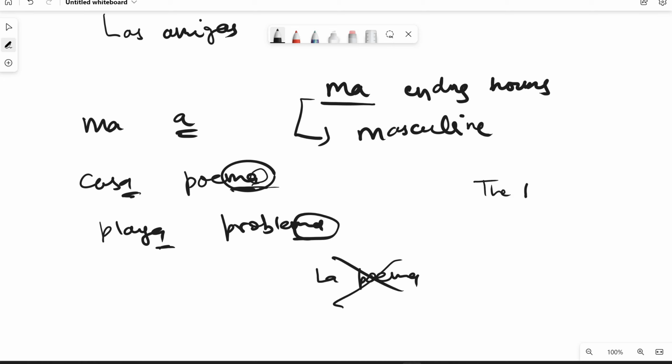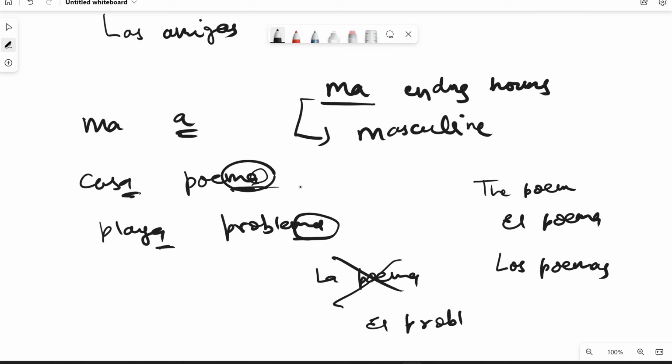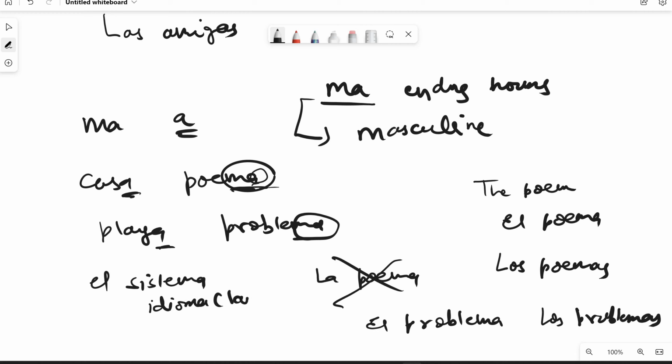So if I wanted to say the poem, it would be el poema. If I wanted to say the poems, los poemas. The problem, el problema. The problems, los problemas. Pretty simple. So MA ending nouns are masculine. For example, sistema, which means a system, el sistema. Idioma, which means a language, el idioma. Tema, which means a topic or a theme or a subject, el tema.